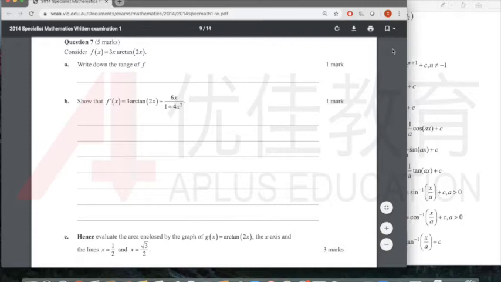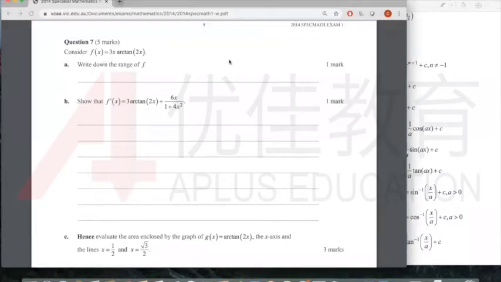So there's a function f(x) being 3x times arctan 2x, and part A says write down the range of f. You don't usually get asked to write down the range of a function that is a product of two other functions. So a good way to approach this type of question, if you haven't seen it, is probably to draw a graph to help you visualize what's going on.